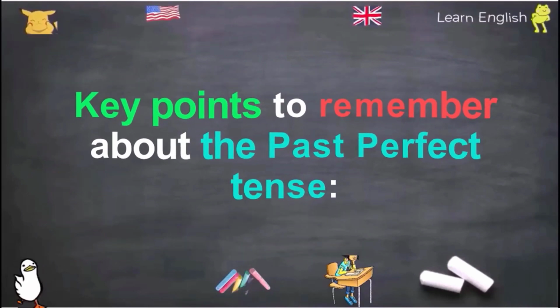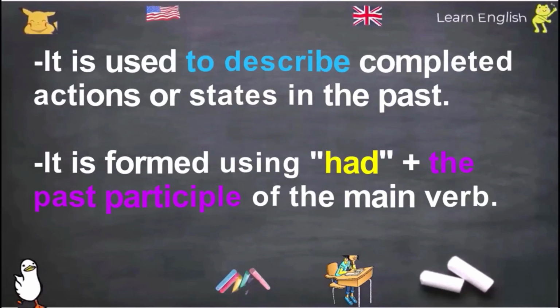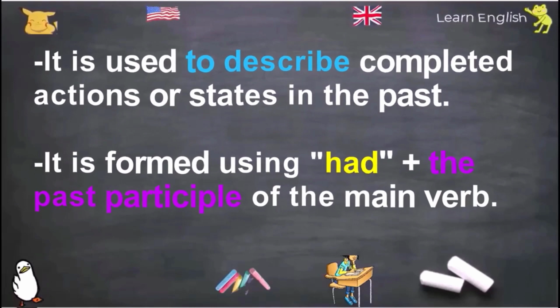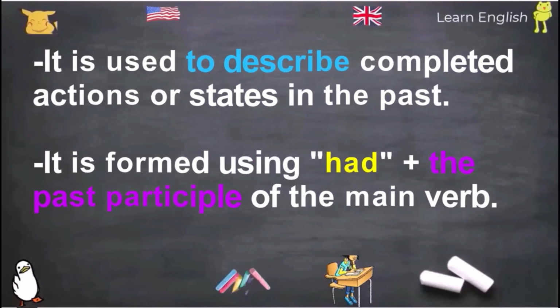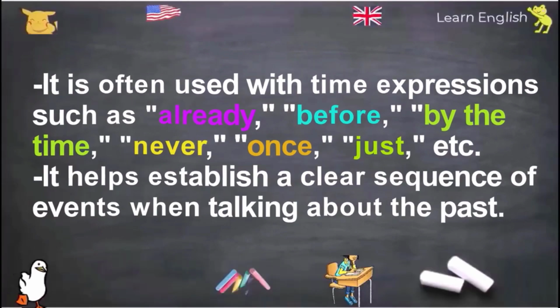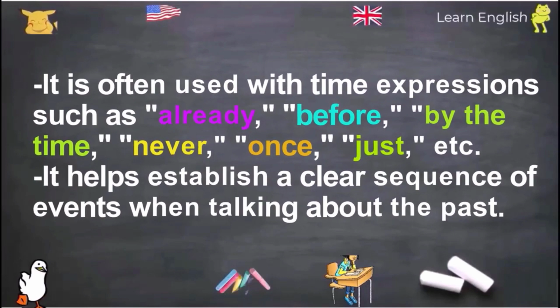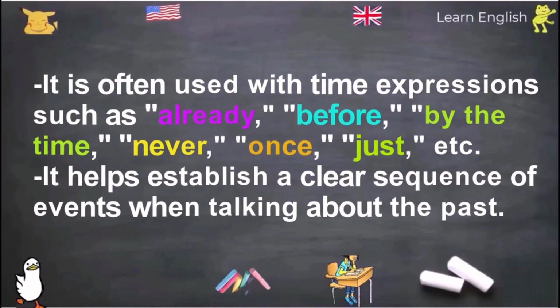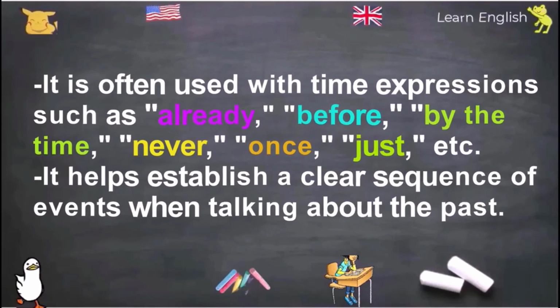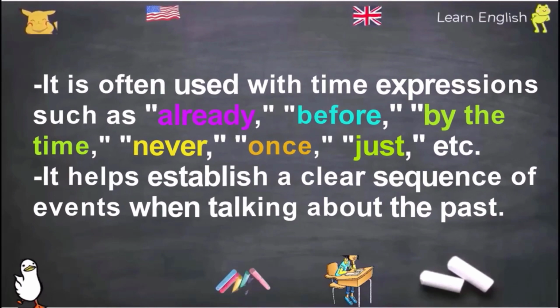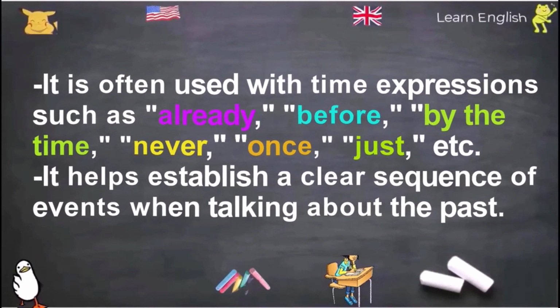Key points to remember about the past perfect tense. It is used to describe completed actions or states in the past. It is formed using had plus the past participle of the main verb. It is often used with time expressions such as already, before, by the time, never, once, just, etc. It helps establish a clear sequence of events when talking about the past.